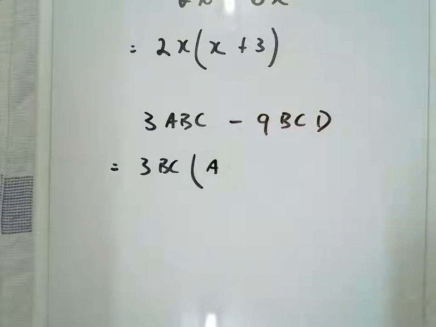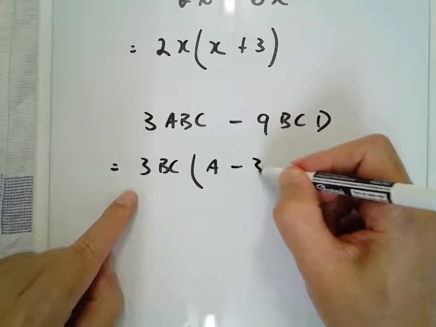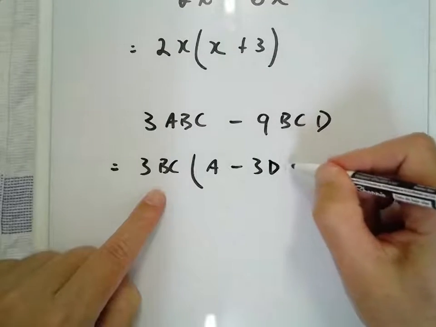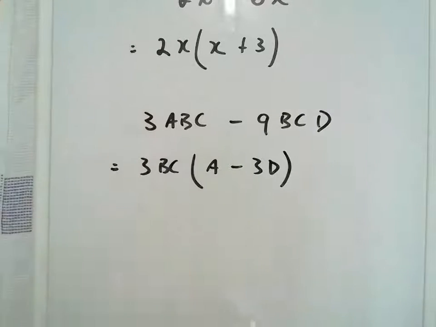my a. When I pull a 3 out of my 9, I've still got a negative 3, and the b and c are gone. Again, I should be able to reverse process that, expand, and get my original answer to check that I'm right.